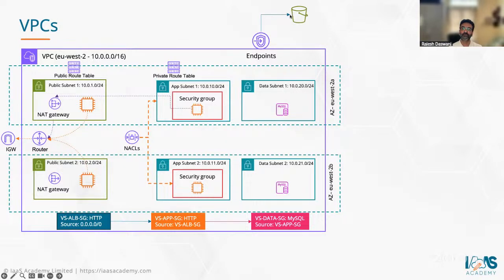Or if you want private connectivity to S3, you can create an endpoint for your VPC that gives it access to the S3 service. And that traffic will be private, in AWS's private backbone network.